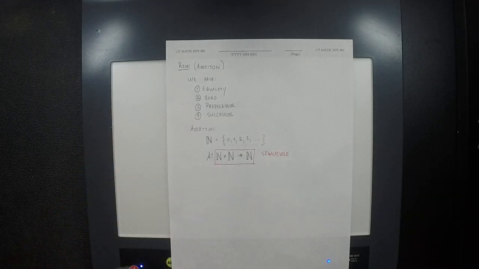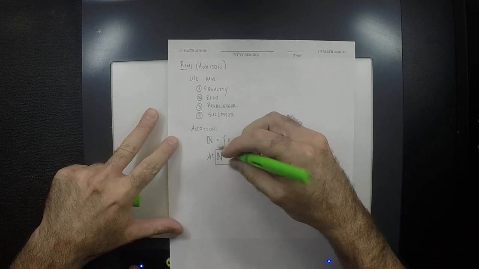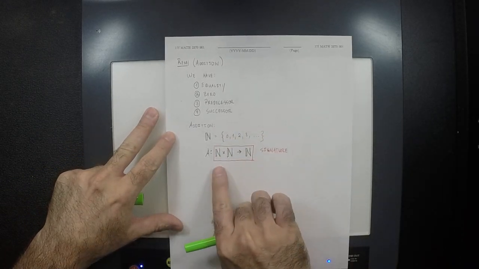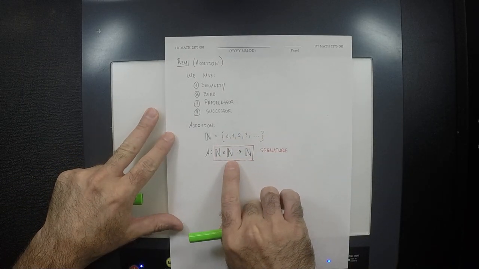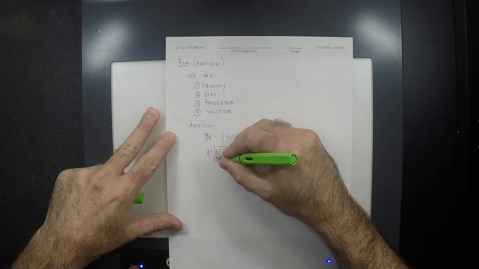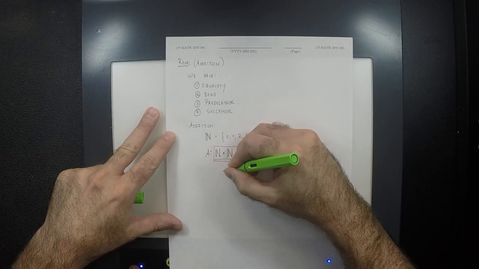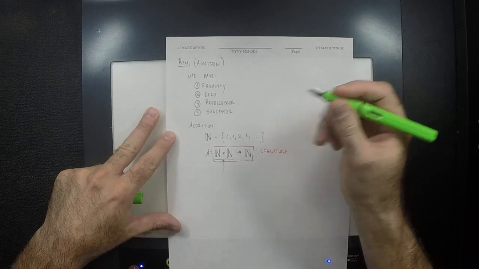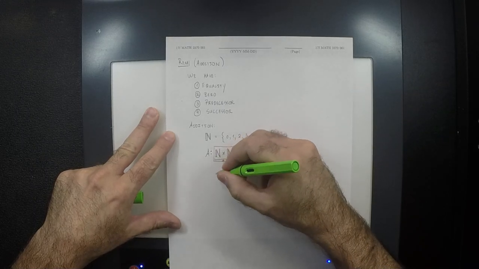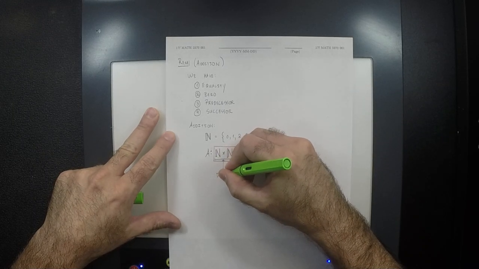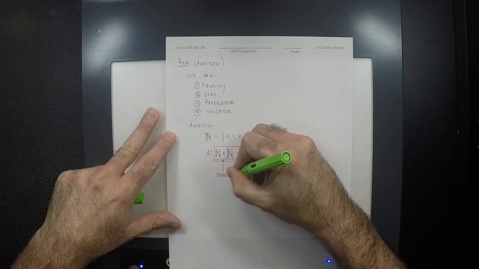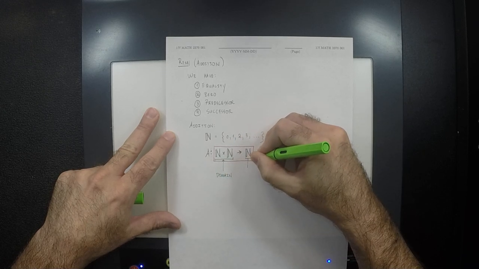It denotes what kind of input the function accepts. So this means that it accepts two arguments. The first one is a natural and the second one is a natural. So these are inputs. Or to use more mathematician language, this is the domain. And this is the range.